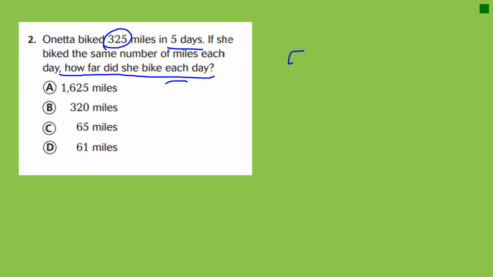That is what we call division, right? Taking a big thing and separating it into equal sets. All right.